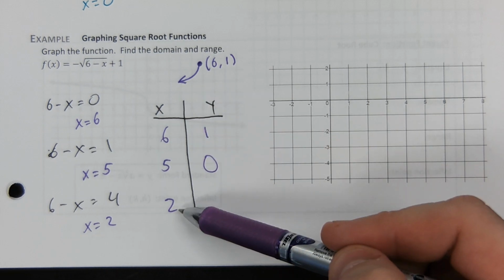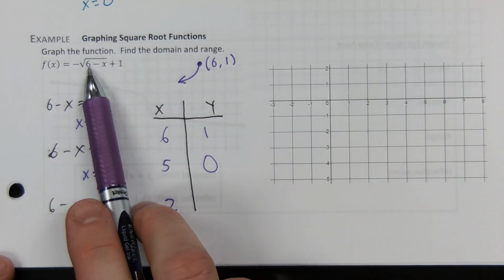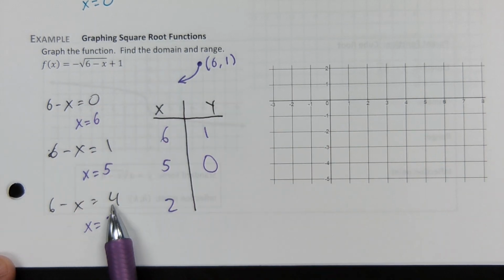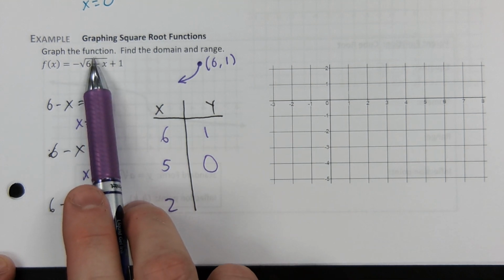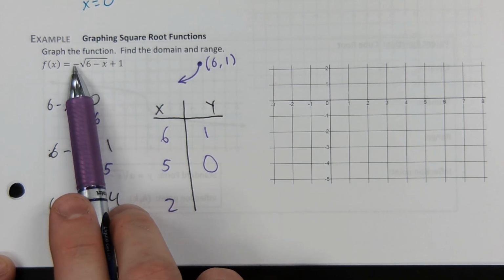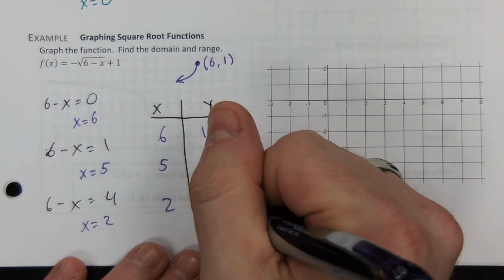Then, take x equals 2 and plug it in. 6 minus 2 is 4. It had better have been. Look, we forced that to happen. Anyway, 6 minus 2 is 4. Square root of 4 is 2, but make it negative. Negative 2. Negative 2 plus 1 is negative 1.